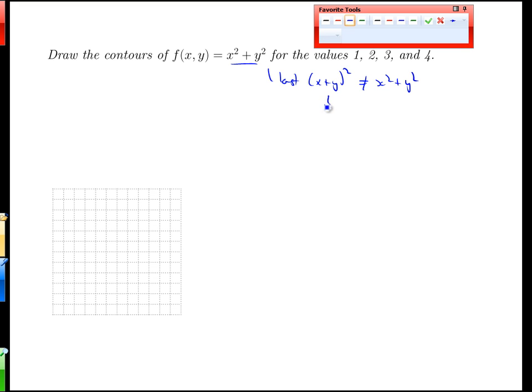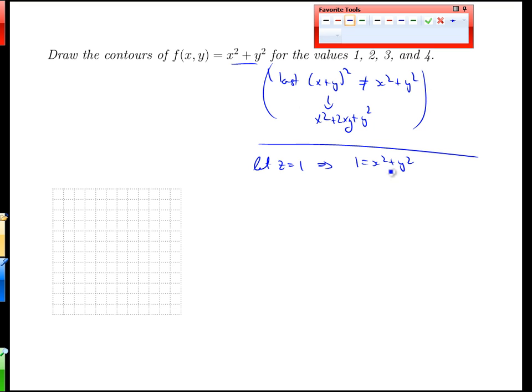Why not? Because we'd expand this. This would be x squared plus y squared, plus 2xy in the middle. So these are two different functions that we're talking about. But we can go through the same basic process. We'll let z equal 1, and that means we'll have 1 equals x squared plus y squared. That's our function. And what is that? Well, that's just a circle with radius 1 centered at the origin.